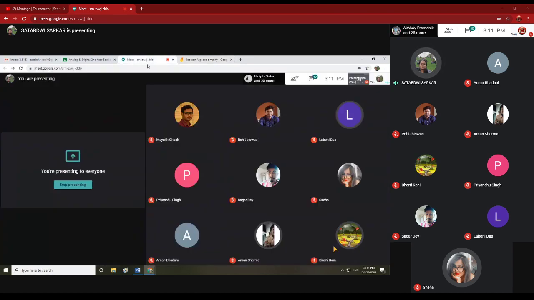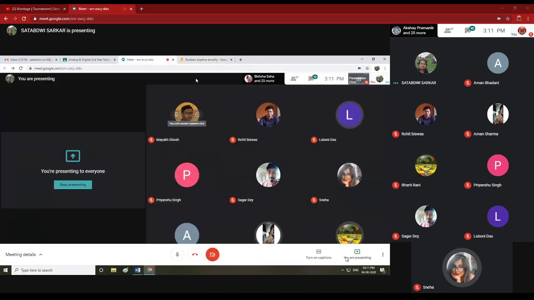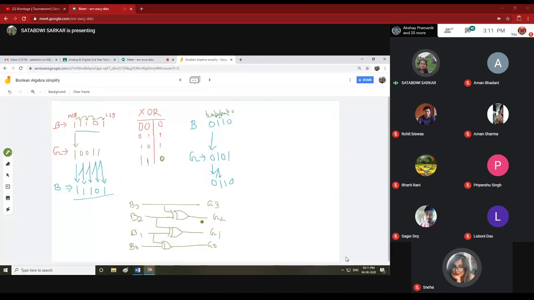So now can anyone tell me, Mayur Ghosh, can you tell me then what will be the circuit for G2B? This is the circuit for B2G, that is binary to gray code conversion. This is called B2G. Okay, so what would be the circuit for gray to binary? Can you tell me?